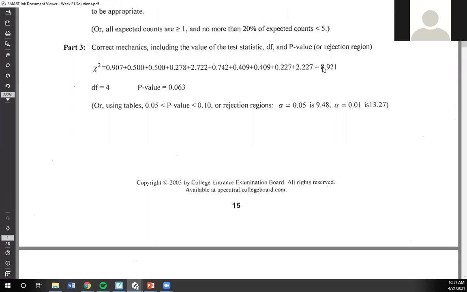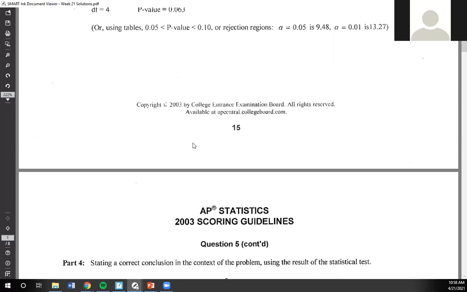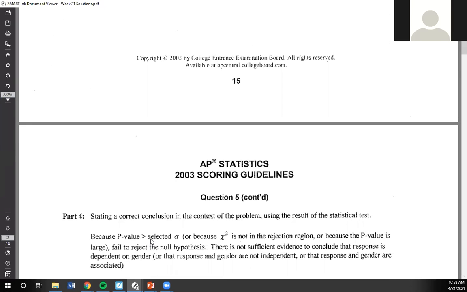Here are all the individual chi-square values for all the decimal fans out there. And then the chi-square statistic is 8.921. Degrees of freedom is 4, 2 minus 1 times 5 minus 1, which gives me a p-value of 0.063. Because that p-value is greater than the alpha level, we're going to fail to reject. Not enough evidence that the response is dependent on gender, or in our case, not enough evidence that there's an association between the response and the gender.